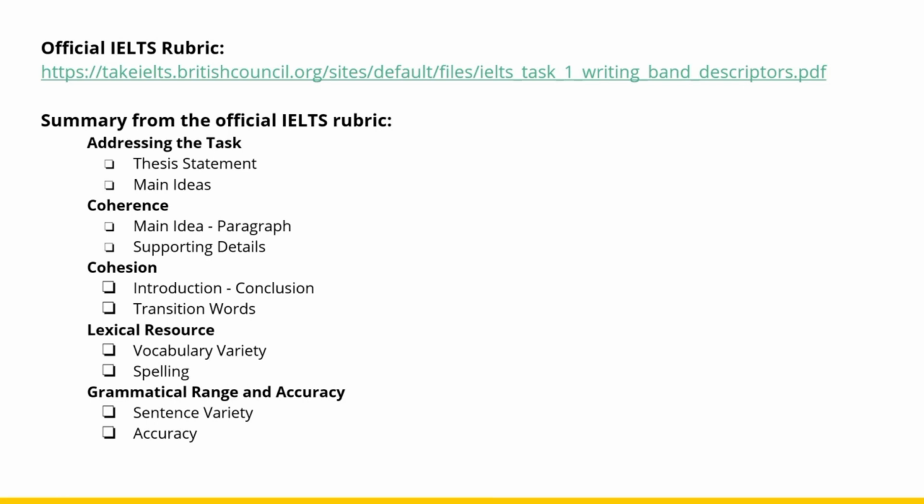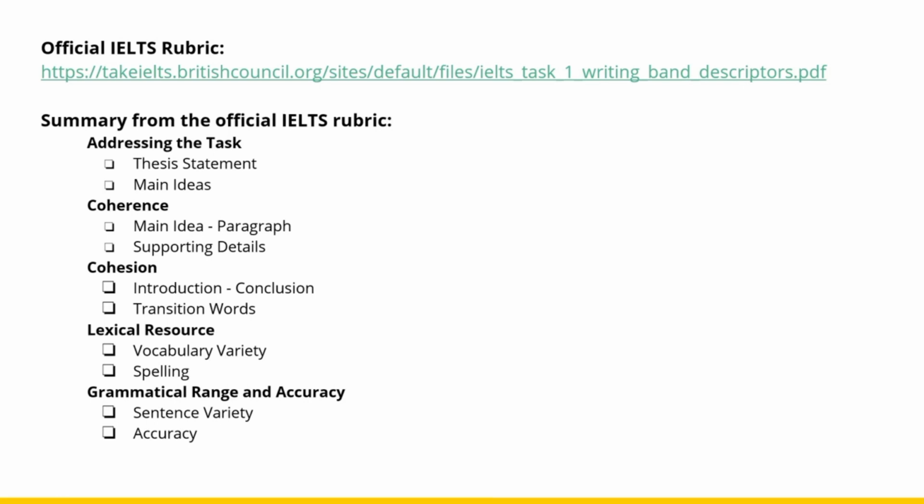First of all, you have to make sure you are addressing the task, which means your essay has a thesis statement and main ideas. Coherence means that every body paragraph begins with the main idea, which is a topic sentence. We discussed it. And every body paragraph has supporting details, things like highest number, lowest number, and so on.